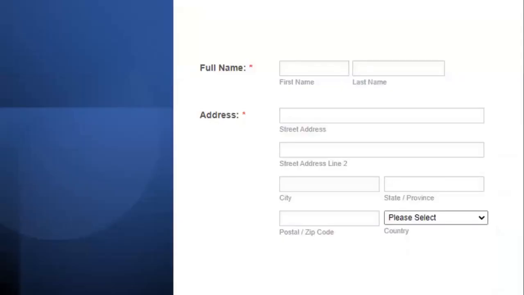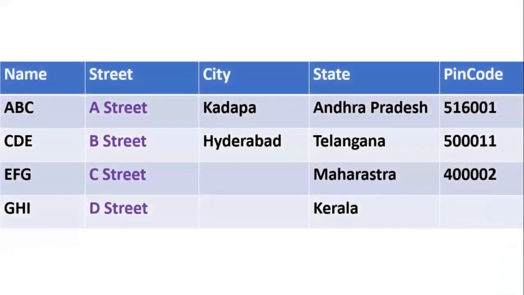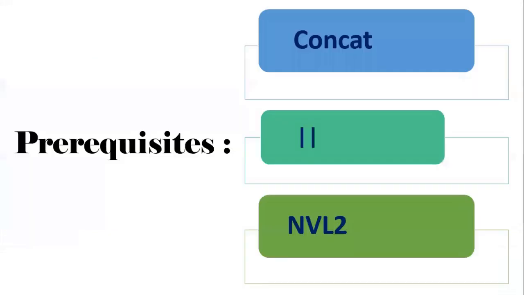This is the UI screen. From the UI screen, the user will enter the data and it will be stored in our table. This is the address table. It has name, street, city, state, and pin code. To solve this requirement, you should have a better understanding of the following concepts: concat, the pipe symbol, and NVL2.